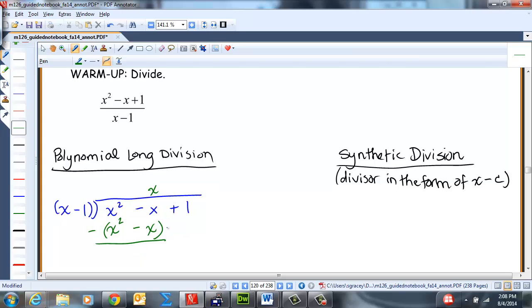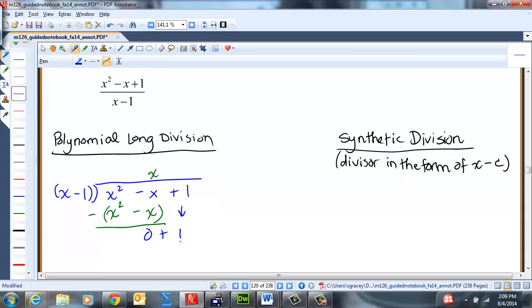So the minus sign will distribute to both of those terms. And then what happens is, do you see both of them zero out? So you'd bring down this plus 1, and that is your remainder. So we would get x, and then plus 1 over x minus 1 is the remainder.